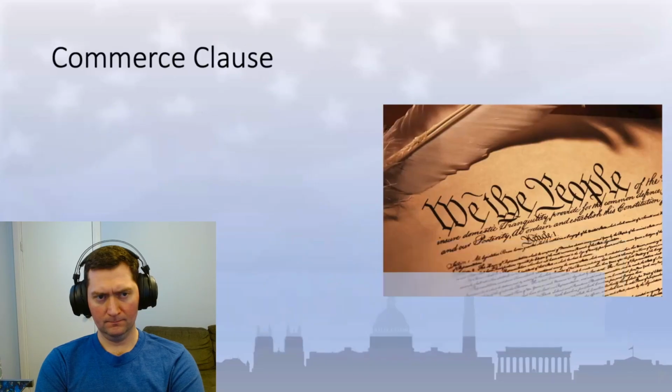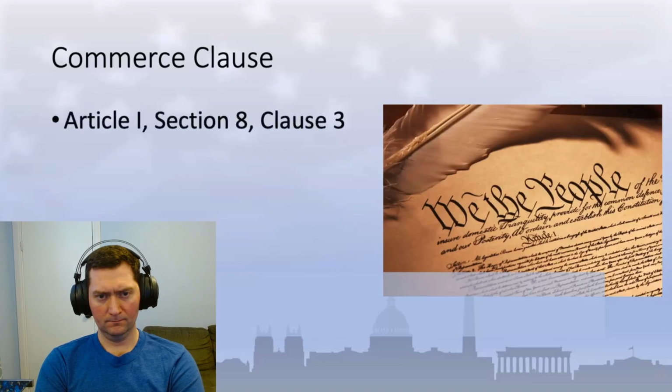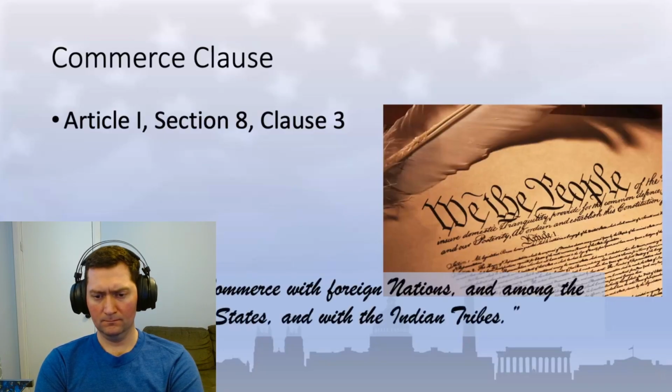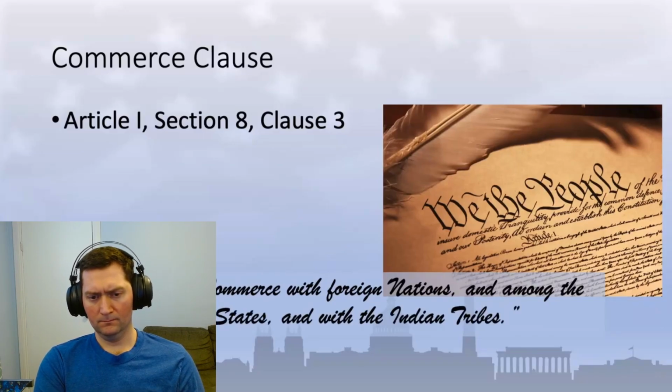Arguably, the most significant source of federal power today is the Commerce Clause. Found in Article 1, Section 8, Clause 3 of the U.S. Constitution, the Commerce Clause grants the Congress the power to regulate commerce with foreign nations and among the several states and with Indian tribes. The Commerce Clause is one of the most important and far reaching powers granted to Congress in the Constitution.